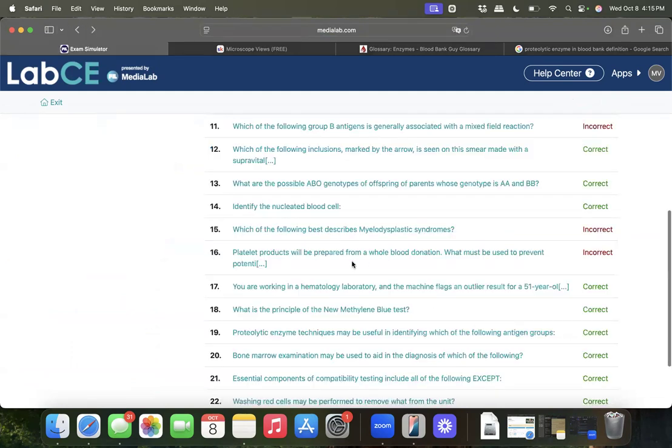What was the other one? Okay, platelet products will be prepared from a whole blood donation. What must be used? Yes, a diversion pouch. Okay, a diversion pouch. Don't come for me.